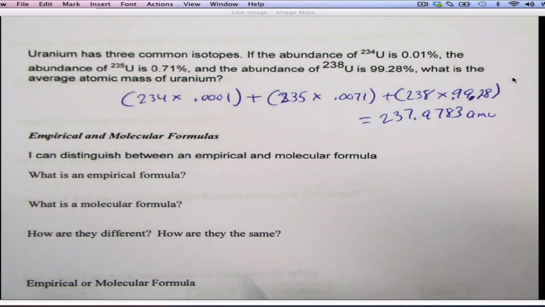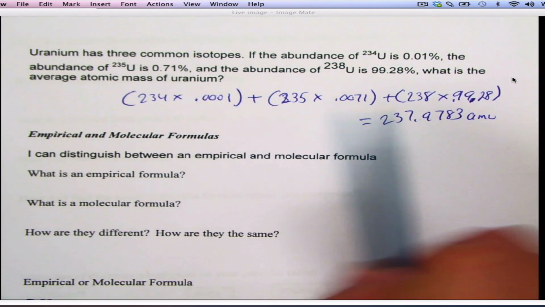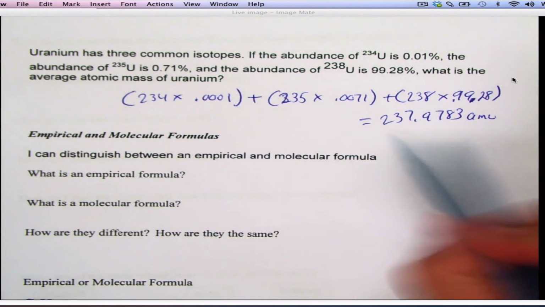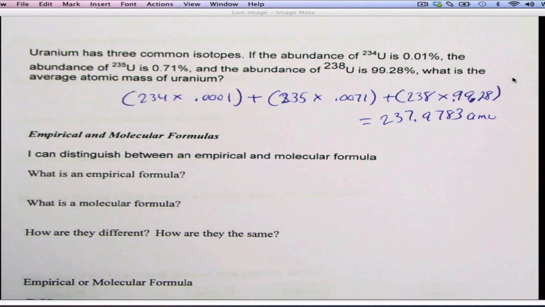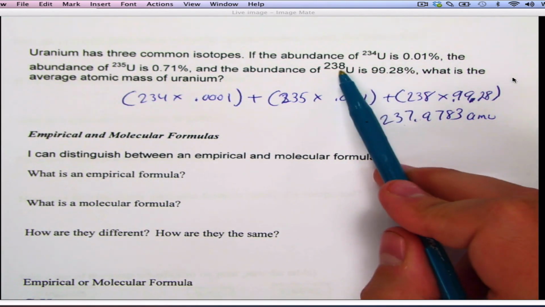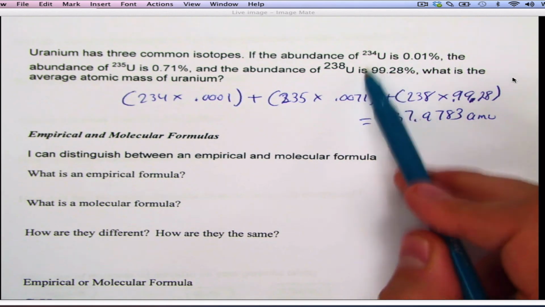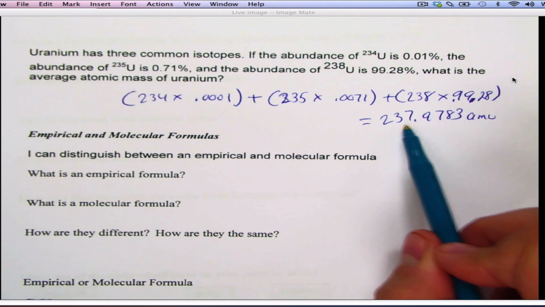All right, so again, point value, percent abundance, different isotopes, add them all together, and there's your weighted average. In other words, the weighted average includes the percent abundance, how much of it is going to be there. So obviously this one's closer to 238, to U-238, because 99% of the uranium that's out there is uranium-238, so it's going to be close to 238.